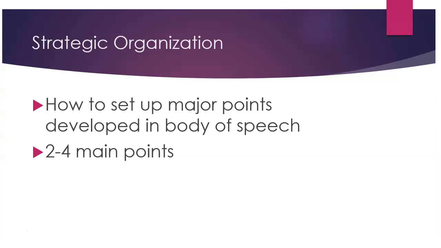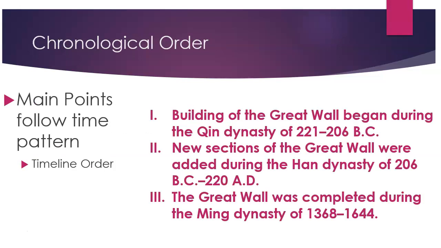And we're always going to keep from 2 to 4 main points, but again, we need to set it up in a specific pattern. So one way we can do that is chronological order. And the main points obviously follow a time pattern. Here's an example of a timeline order with the first main point, second and third main point. So there's 3 main points in this example discussing the Great Wall of China, starting from the beginning and then going all the way until it was completed.